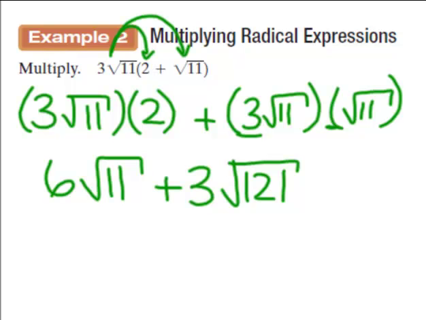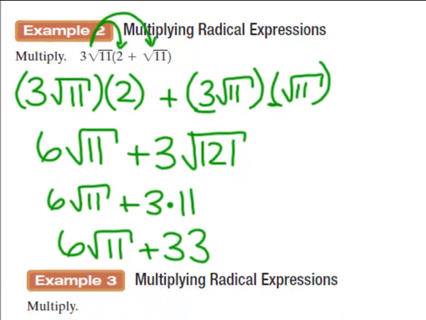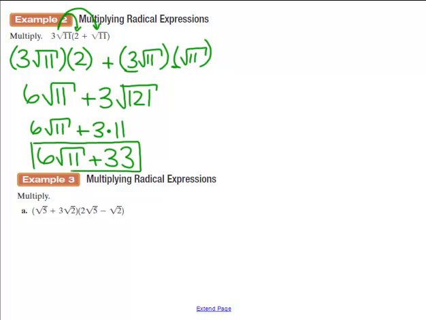See what you can simplify. So the square root of 11 can't be broken up at all, but the square root of 121 can be. It is exactly 11. So we end up with 6 root 11 plus 33.